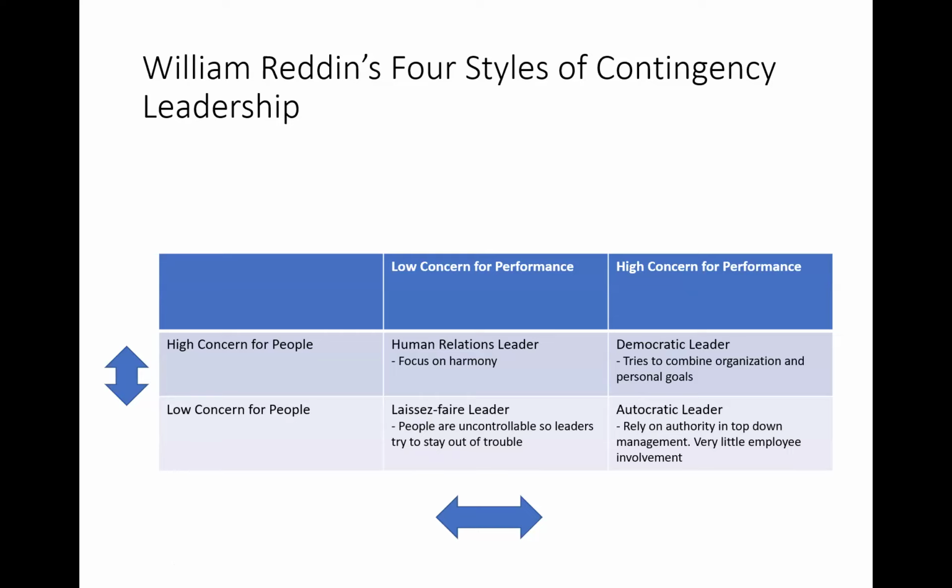So at the bottom cell, the middle bottom, you have a laissez-faire leader. Laissez-faire leaders have a very low level of concern for productivity and performance, as well as a very low level of concern for employees. These laissez-faire types of leaders feel that people are uncontrollable. And so as a leader, you just kind of try and stay out of trouble and try and stay out of the situation and stay at arm's length from everyone and everything within the organization. This is, as we know from the Iowa studies, the worst type of leadership that you can have.